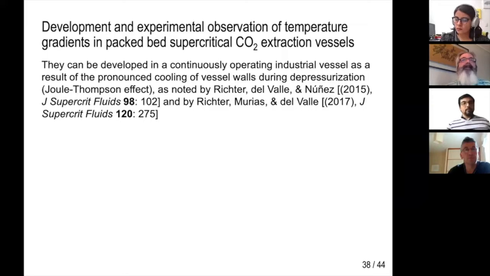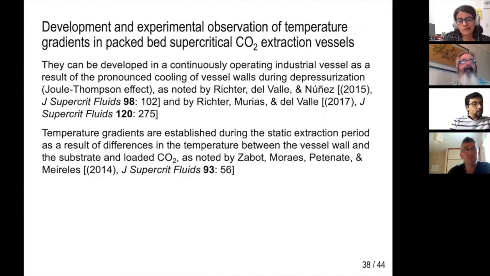Temperature gradients can be developed in a continuously operating industrial vessel as a result of the pronounced cooling of vessel walls during depressurization due to a Joule-Thomson effect. Temperature gradients appear during the static extraction period as a result of differences in temperature between the vessel wall and the substrate unloaded CO2.